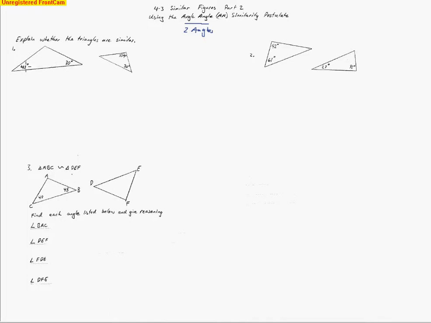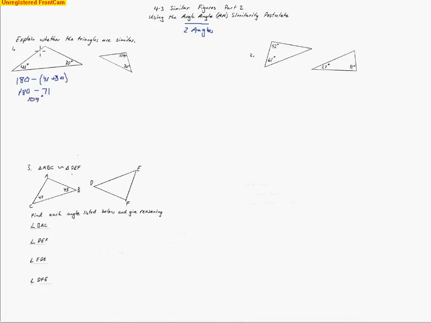So looking at this one, it doesn't look like they are similar to start with, but what we can do is find one of the missing angles. It doesn't matter which one we try here, so I'll look at this one to start with. My formula is this: if I take 180 and subtract the sum of these two angles that I'm given, I should get the missing angle. So I'm going to take the 30 degrees and add it to the 41 degrees, and that gives me 71 degrees. I subtract that from 180, and that leaves me with 109 degrees.